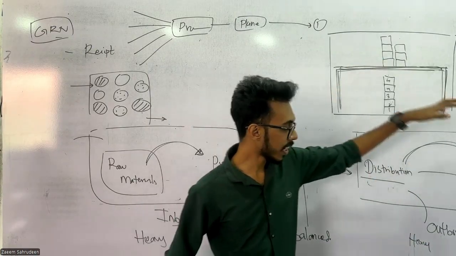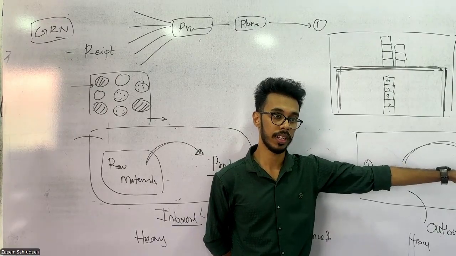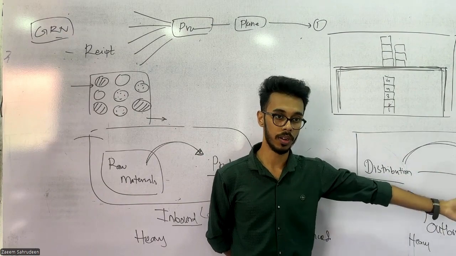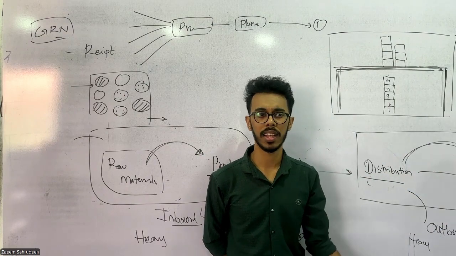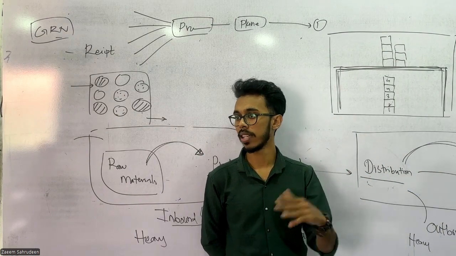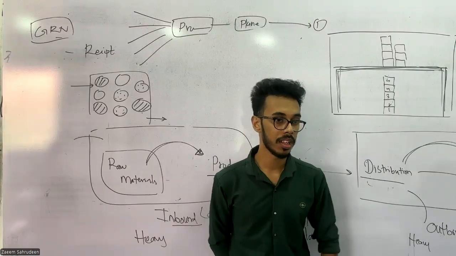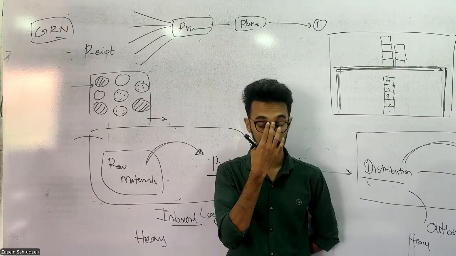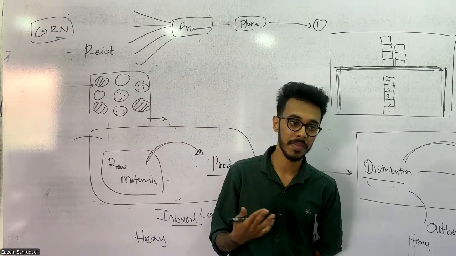So transporting chemicals is difficult, right? So that part we call heavy outbound logistics. But there are some balanced logistics as well. Balanced logistics means, for example, FMCG, food and drugs.